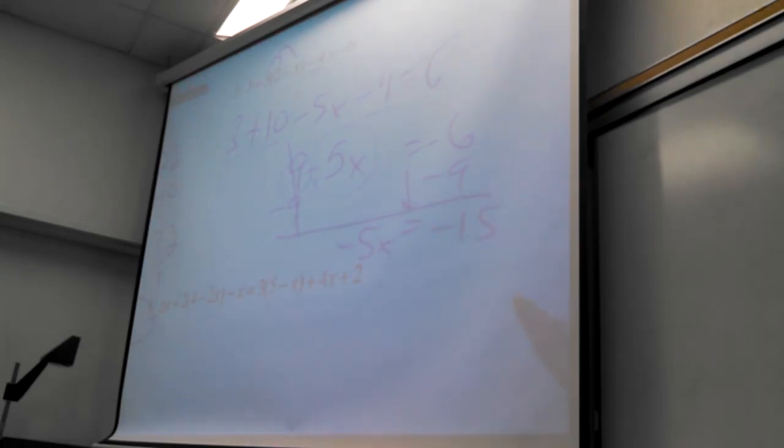And then like always, you almost always divide last. x is, careful, positive 3, because the negatives cancel. Okay, cool. And again, if you check it, 2 minus 3 is negative 1, times 5 is negative 5, plus 3 is negative 2, minus 4 is negative 6. It works. Wait, it was positive 3? Yeah, positive 3 because the negatives cancel.